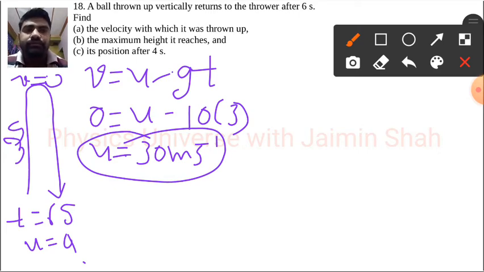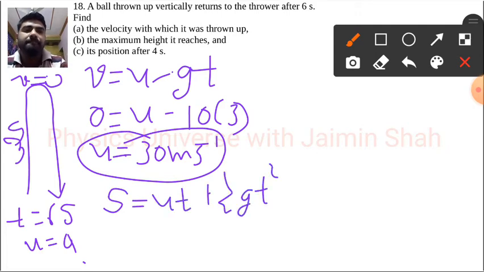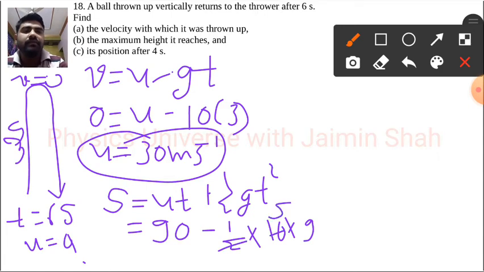Now second question, the maximum height it reaches, so we need to find s. So s is equal to ut plus half gt square, is equal to u, that is 30 into 3, 90, minus, because we are throwing in the upward direction, half into 10 into 9, 2 5s are 45. So 90 minus 45 will be 45. So 45 meter is the maximum height, so that is our second answer, right?